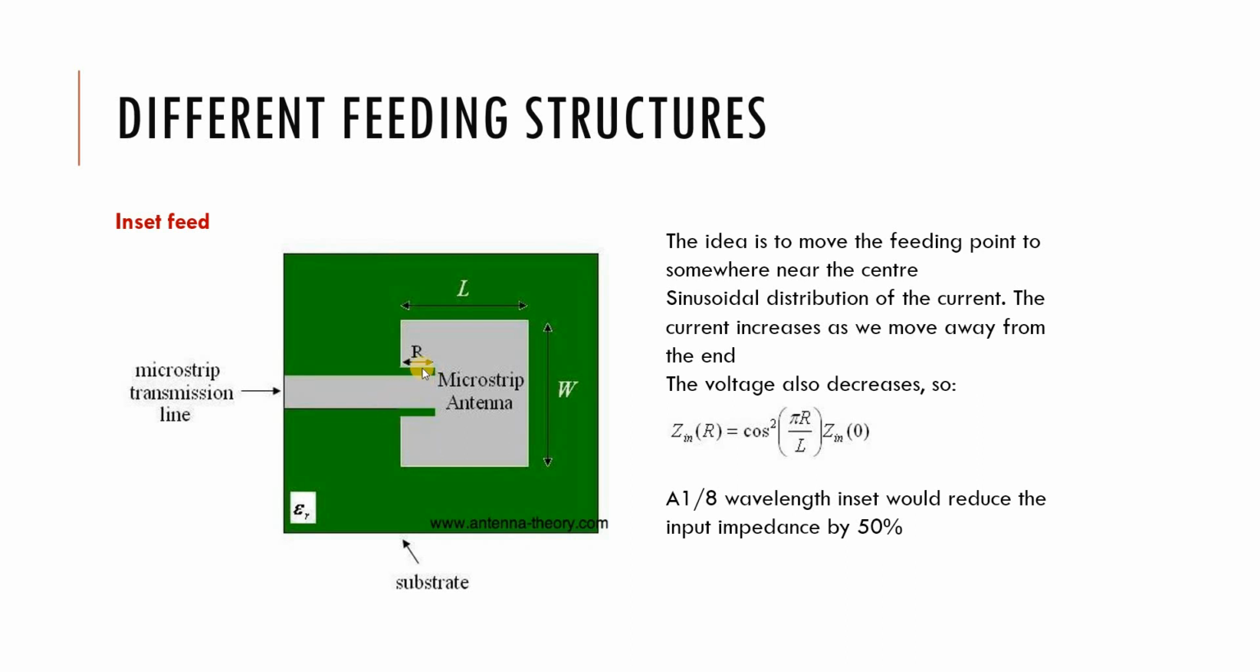You can see this kind of gap, which helps to transform the input impedance of the microstrip antenna to 50 ohms. You can model this gap with L and C, and if you model the whole structure, the input impedance of this microstrip antenna can be transformed to 50 ohms. This kind of structure is very common for designing a microstrip patch antenna.